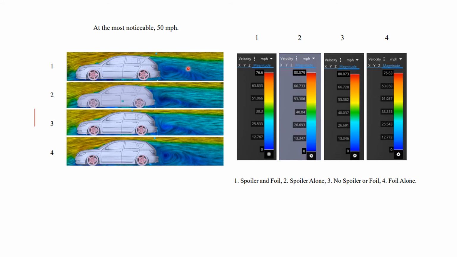And we see here that the most efficient vehicle in that case was number 3, which is no spoiler and no bumper modification. We have less drag, and we also have a tighter airflow alongside the rear of the vehicle.